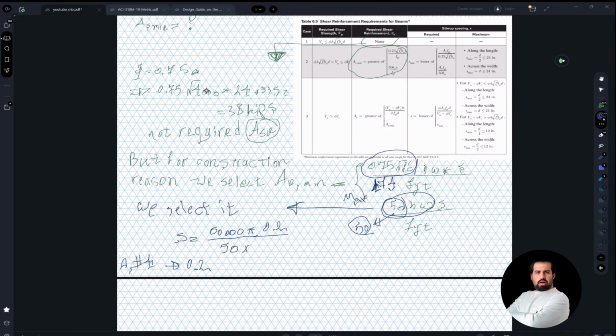Outputting from ETABS and providing details in CSI Details software by choosing these parameters that we obtained in manual design, as you can see, it satisfies the shear force requirement along the length of the beam.